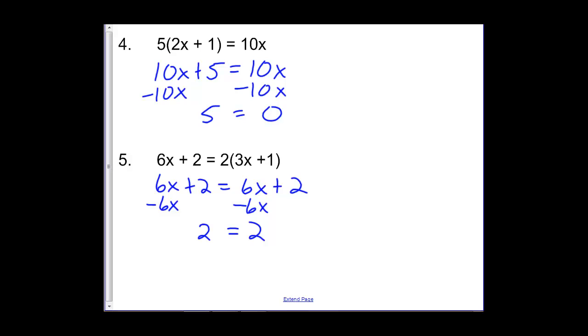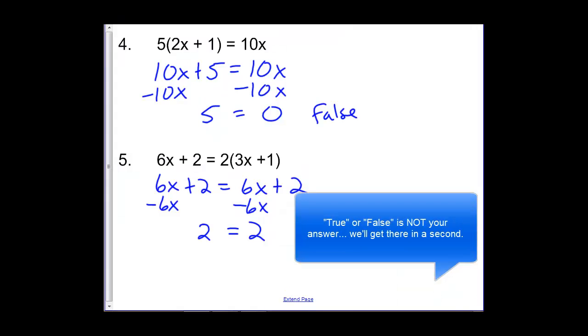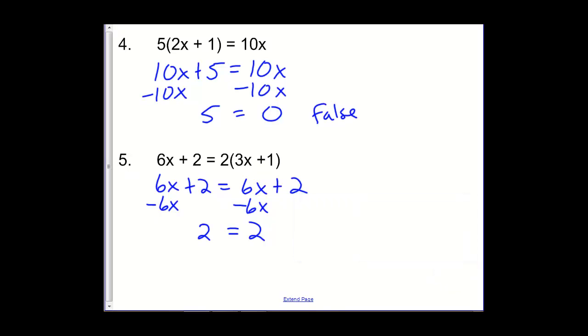So we have two very different situations here when we look at these problems. On the top problem, our variables canceled out, and we were left with 5 equals 0, which I would say is a false statement. That's not true. I don't think 5 equals 0. If it does, I'd like to trade money with you. At the second equation, I have 2 equals 2, which is true.